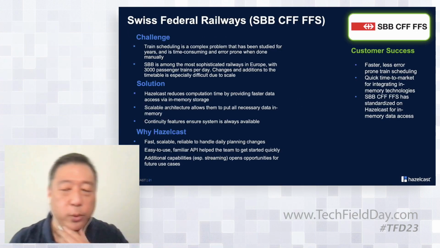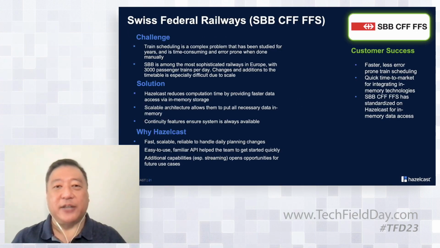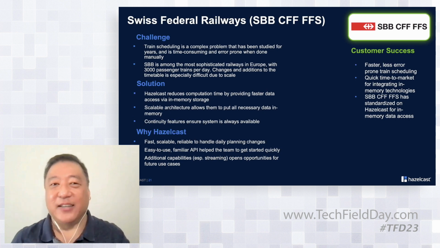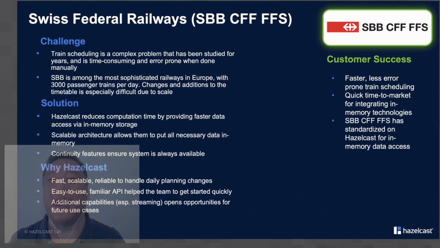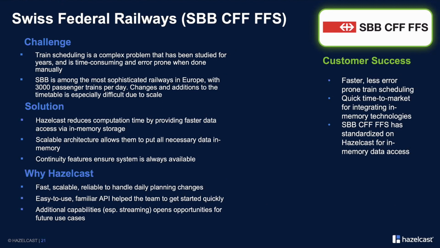Okay, I got it. So this is the Swiss Federal Railways, and their acronym is actually SBB CFF FFS, which represents the German, French, and Italian names all combined together, but I'll refer to them as SBB for short. One of their issues is scheduling trains, which is a well-known, well-studied, but very complex mathematical problem, and it's very time-consuming and error-prone when done manually. And so obviously using computers is a great way of speeding that up.